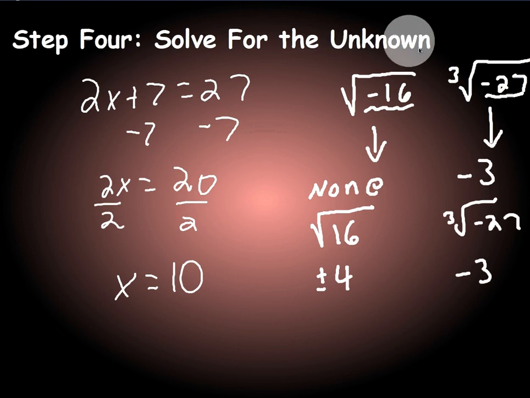Step 4, solve for the unknown. Up until this point, there's a lot of different types of equations. If we get to this point and you don't know how to solve some kind of equation, then you need to go back and watch a video on that, whether it's solving quadratics or whatever. In this case, it's easy. You're just going to subtract 7 from both sides, divide both sides by 2. You get x equals 10.